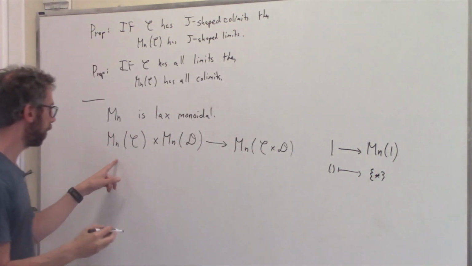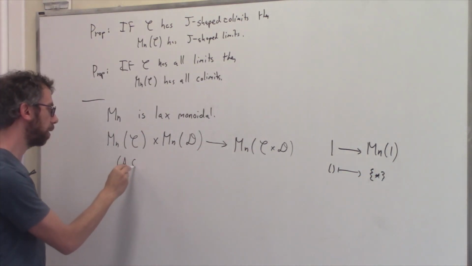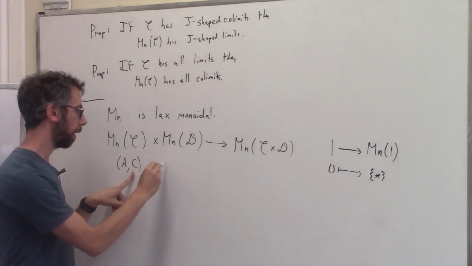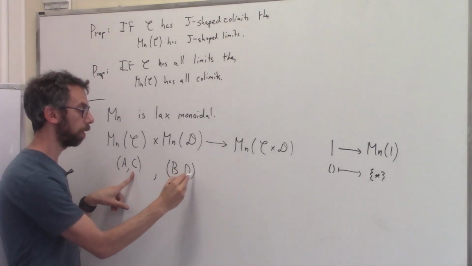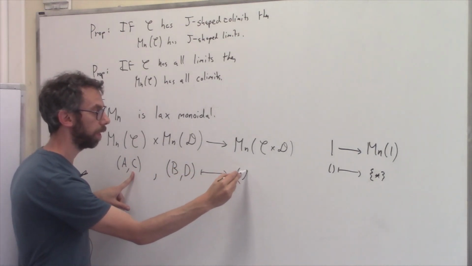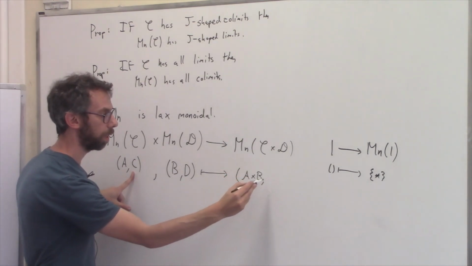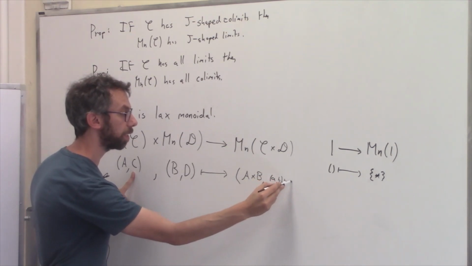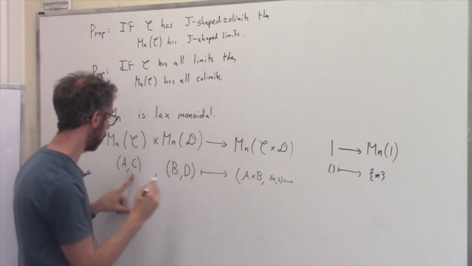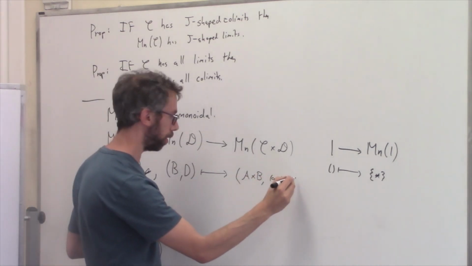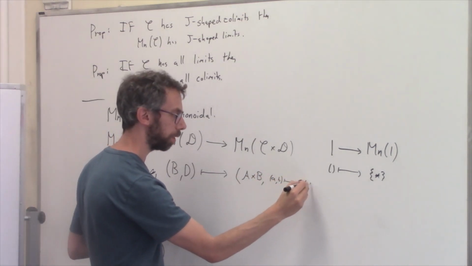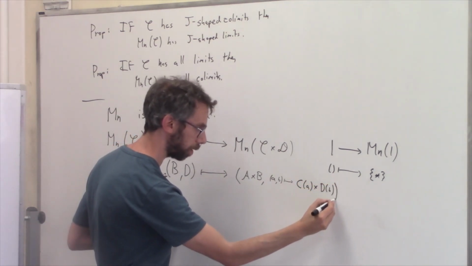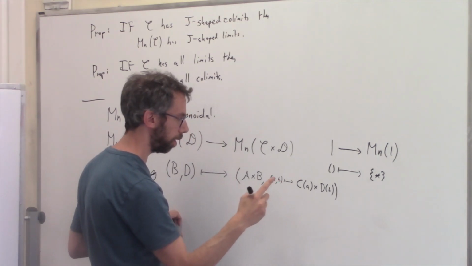What does this one do? It takes an object (A, C), where A is the indexer and C is the object being indexed, and an object (B, D), and it sends it to A times B, and then we index something, and we send it to, you probably all know, C of A times D of B. Comma, right? Yeah.